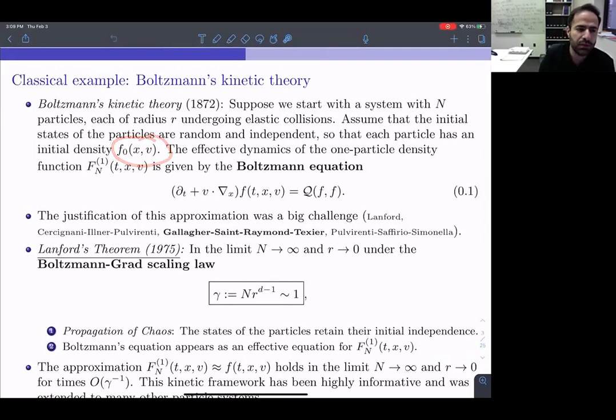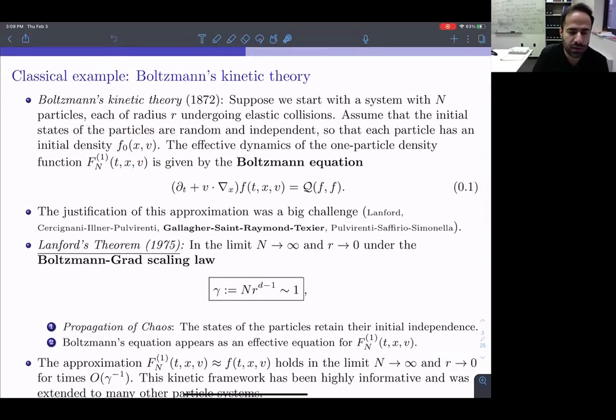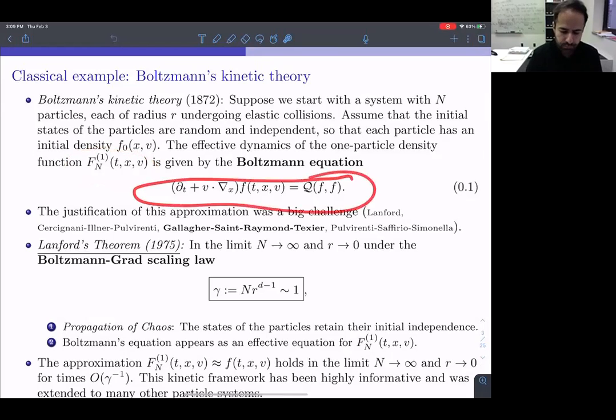So this means that the probability of finding this particle at position x and velocity v is given by this density function. And the aim of Boltzmann's theory is to give the effective dynamics of the one particle density function at a later time. You can think of it as the probability of finding a particle at position x moving at velocity v at a later time. The central object in this theory is Boltzmann's equation, which tells you that this one particle density function should be essentially satisfying this equation, which is Boltzmann's equation.